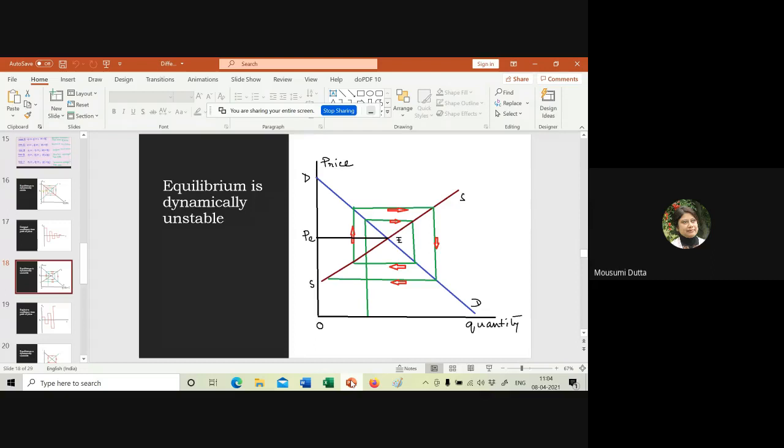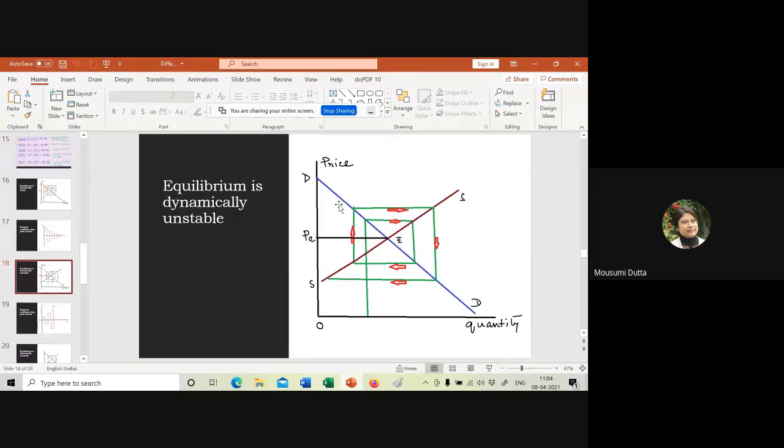Next, naturally, we have to consider when the equilibrium is dynamically unstable. So here, for this particular curve, what we are finding is that we are moving away and away from the equilibrium.